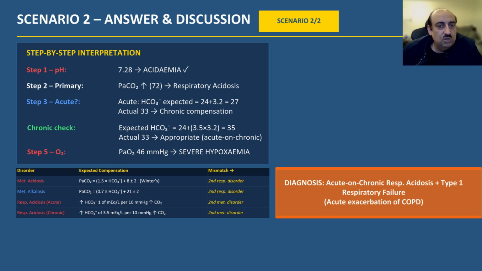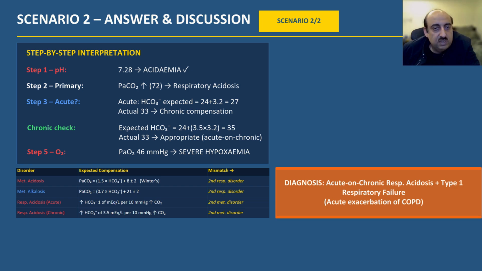Now, is it acute or not? If you look at the formula at the bottom, for acute respiratory acidosis, the change in bicarb would be 1 milliequivalent higher for every 10 millimeter higher than the baseline CO2. So CO2 baseline, if it's 40, in this case we have a CO2 of 72, so you're talking about 32, so 32 would be 3.2, so 24 plus 3.2 is 27. So in this case the bicarb is 33, the actual calculated bicarb is 33, so it means it's a chronic compensation. Okay, so it's not acute.